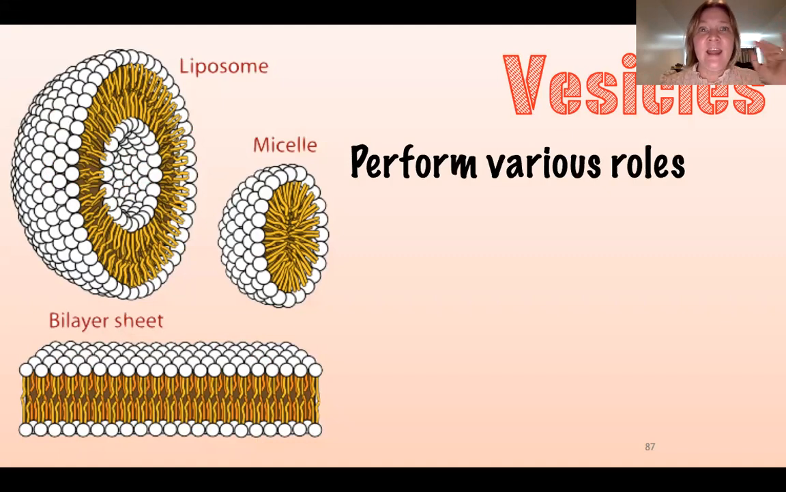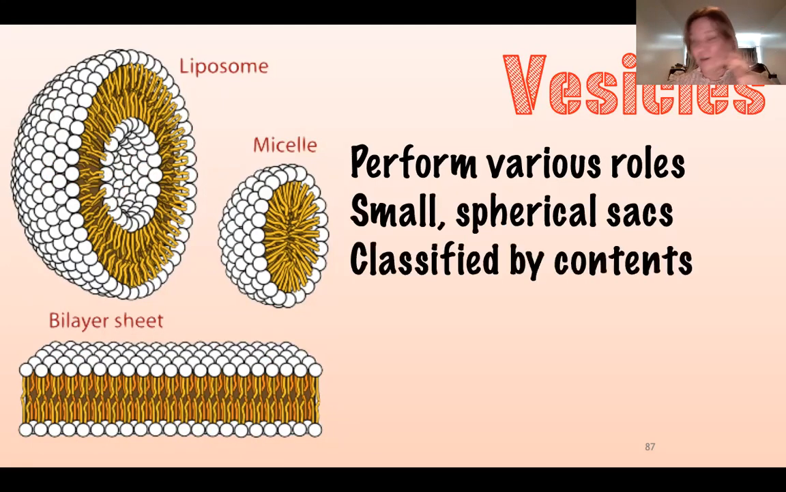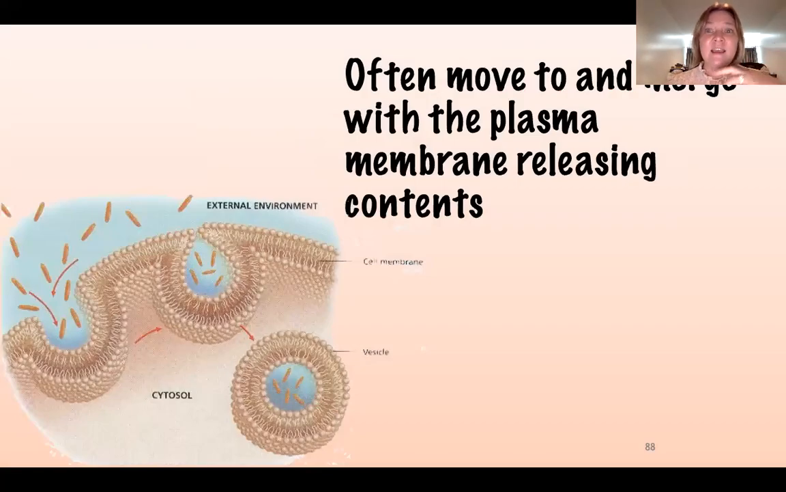Now, vesicles are going to have different roles depending on what's inside of them. They're only small spherical sacs that are literally made of lipid bilayer, and they're all classified according to their contents. What are they carrying? They often move to and merge with the plasma membrane, releasing their contents, which I was just talking about in the previous video.